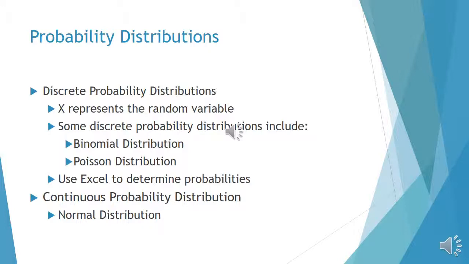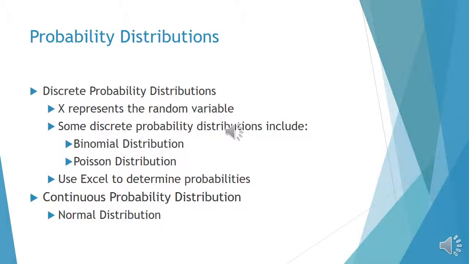A discrete probability distribution is where X, your random variable, can take on only whole numbers. For instance, the number of cars that you drive or the number of children that you have could take on the values 0, 1, 2, 3. So we're going to spend some time looking at discrete probability distributions. In particular, we're going to look at the binomial distribution.